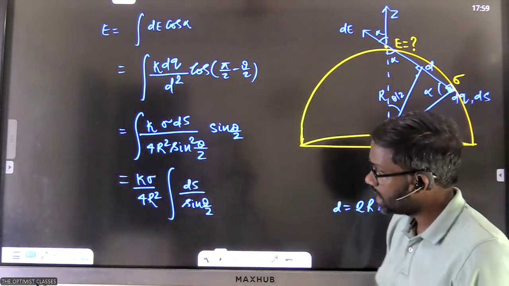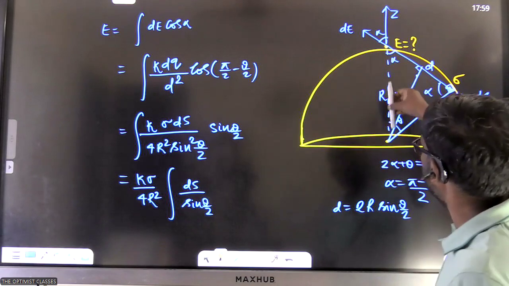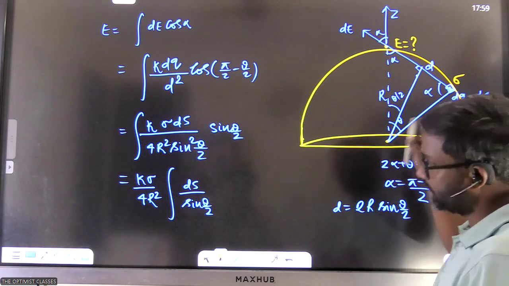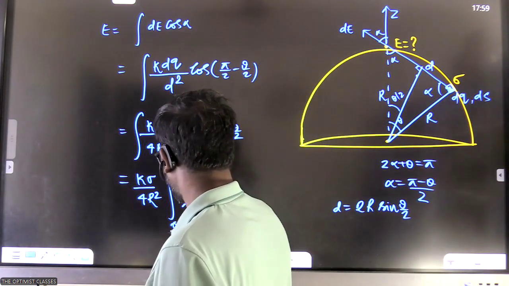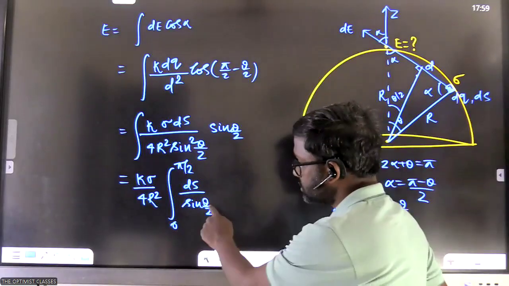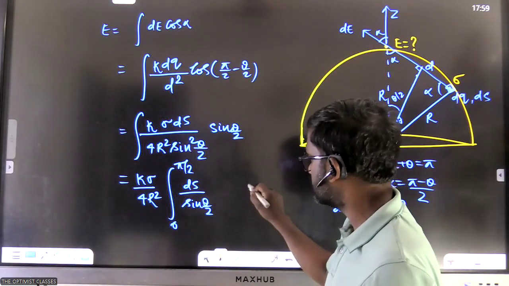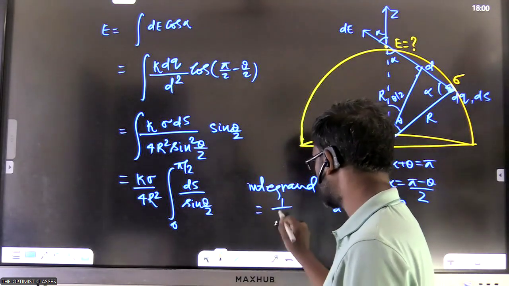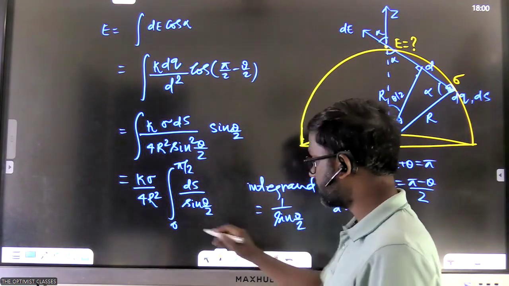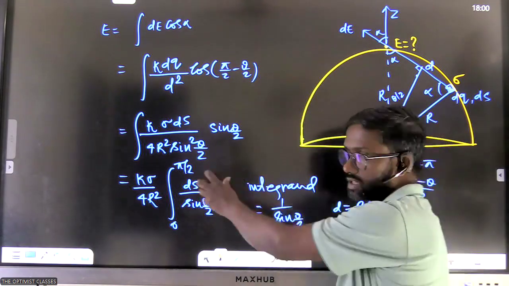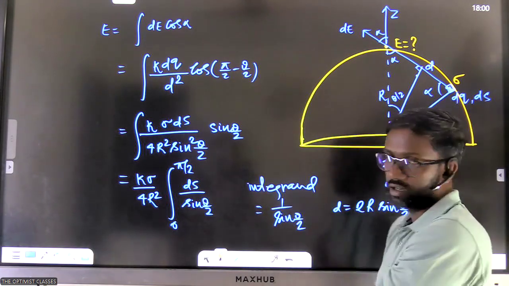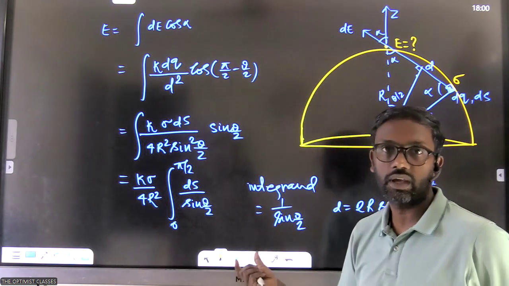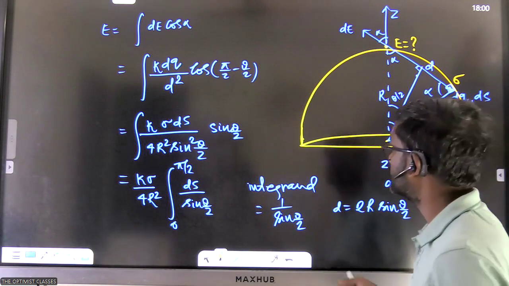All right. Now you see here, we have taken an angle from this line, so the limit will be 0 to pi by 2. Now at theta equal to 0, the integrand, 1 by sine theta by 2, is not defined at the lower limit. We are integrating on the surface, so it is not defined at theta equal to 0. That actually leads to the mistake. If we can avoid this, then we'll get the correct answer. So let us do it by some other method.